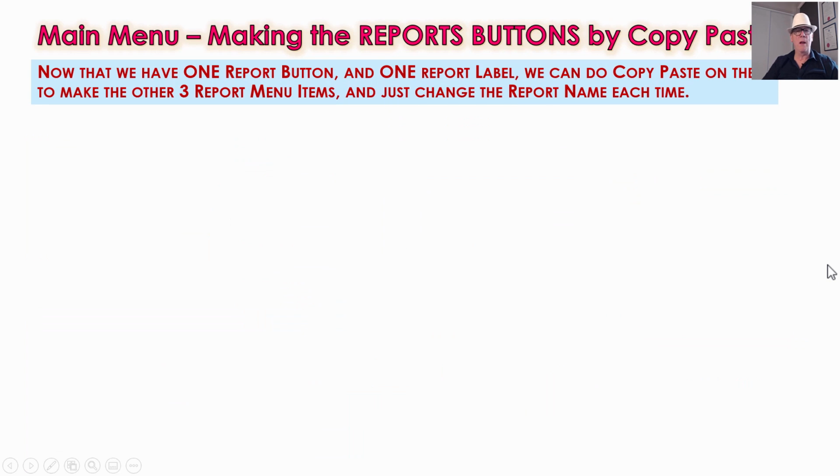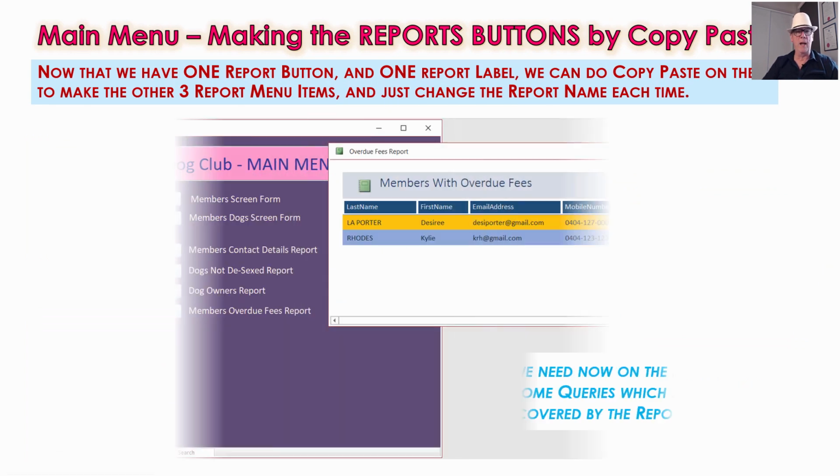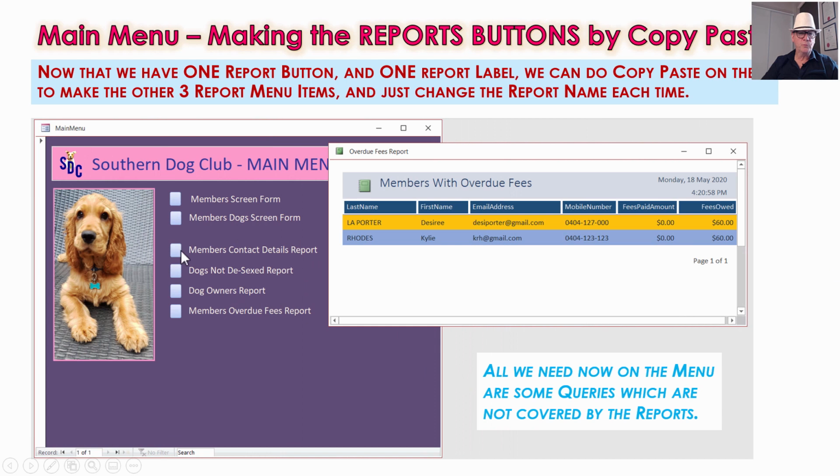So making the reports button by copy and paste, we've got a report button. So you can just start Control-C, Control-V, and then right click on that build event. But all you have to do is change the name so it picks up the dogs desexed report. Copy and paste. Right click, build event, make sure you change the name so it's doing the dog owners report, and also make sure you click in this label when you copy and paste it and change what the label says. And that should give you all of your reports done.